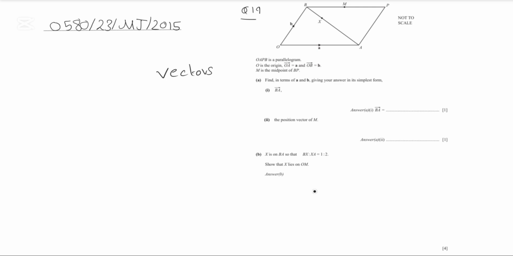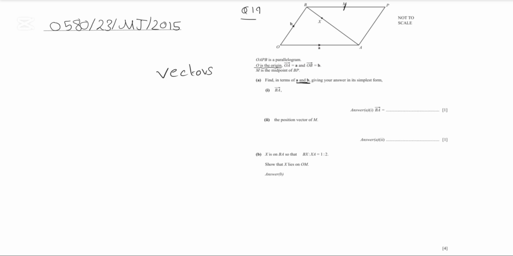So question number 19 states, OAPB is a parallelogram. O is the origin. We need to remember this for later on. O is the origin. OA is equal to A and OB is equal to B. M is the midpoint of BP, meaning of the line BP, M is half of it, meaning from B to M and M to P, it is the same vector. So, the first question, part A, says find BA in terms of A and B, giving your answer in its simplest form.